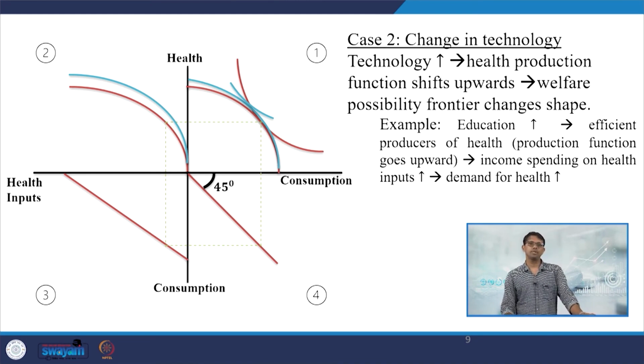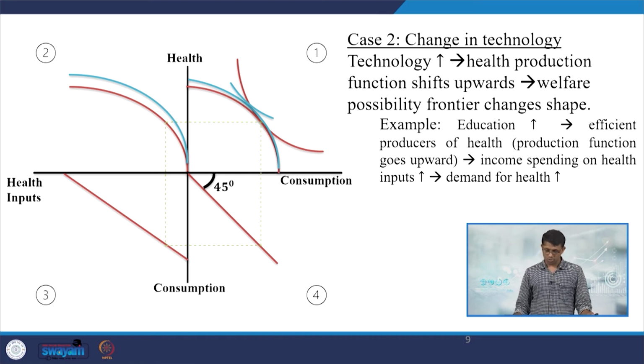One such example is through education. If education enhances the skill, and technological upgradation is also possible, then spending on education is very efficient, and is very good. That leads to efficient producers of health.